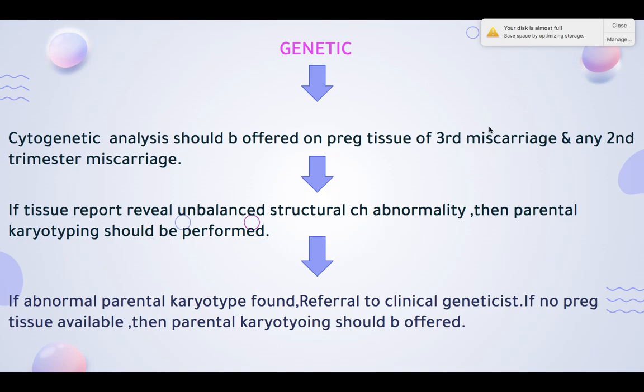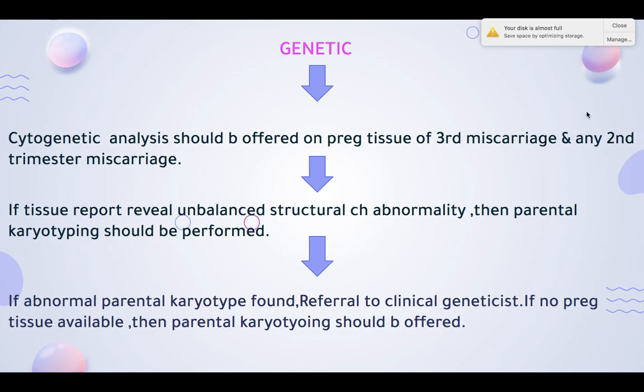At that time, when the pregnancy tissue is obtained, we are going to do the cytogenetic analysis for that tissue. Now, what new thing has been added? First of all, this is the criteria for the cytogenetic analysis. What is the first criteria? Pregnancy tissue of third miscarriage, right? First miscarriage has been done, no need of cytogenetic analysis. Second miscarriage has been done, no need of cytogenetic analysis. Now, third time she's going to miscarry. Now you will not discard the pregnancy tissue and you will send that for the cytogenetic analysis.